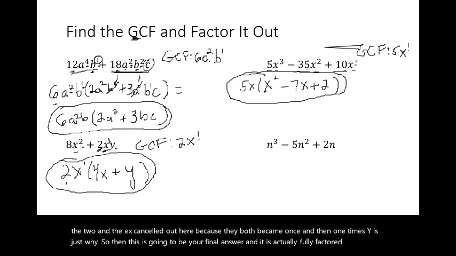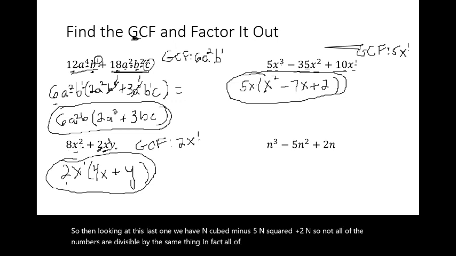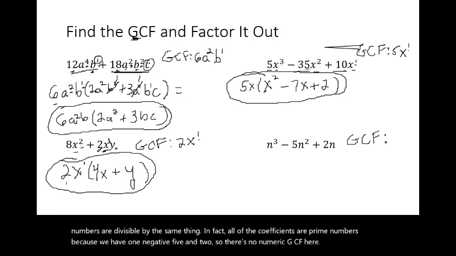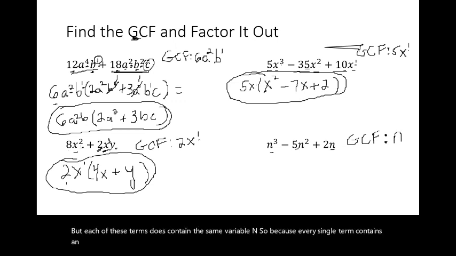So then looking at this last one, we have n cubed minus 5n squared plus 2n. So not all of the numbers are divisible by the same thing. In fact, all of the coefficients are prime numbers because we have 1, -5, and 2. So there's no numeric GCF here. But each of these terms does contain the same variable n. So because every single term contains an n, the GCF is going to be n, and because the lowest power of n is 1, your GCF is n to the power 1.